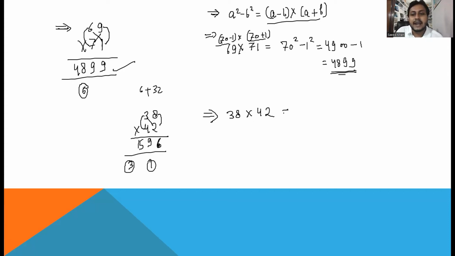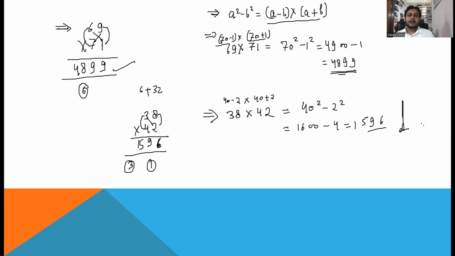And you can also apply a square minus b square. 38 is what? 40 minus 2. And 42 is what? 40 plus 2. So this is basically a minus b into a plus b. That is 40 square minus 2 square. So 40 square is 1600 minus 2 square is 4. What you will get? 1596 as the result. Got it, guys? So you can use anything here.